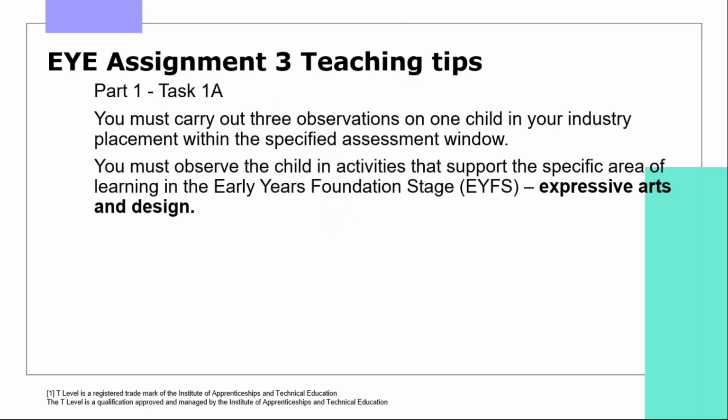So, and we'll follow this on the screen, you must carry out 3 observations on one child. These are the instructions to the student. Carry out 3 observations on one child in your industry placement. So off they go to placement. They're doing 3 observations on a child within a specified assessment window, observing the child in activities that support a specific area of learning within that early years foundation stage framework.